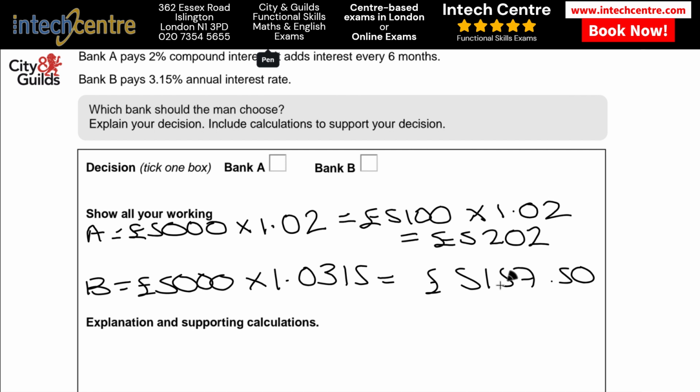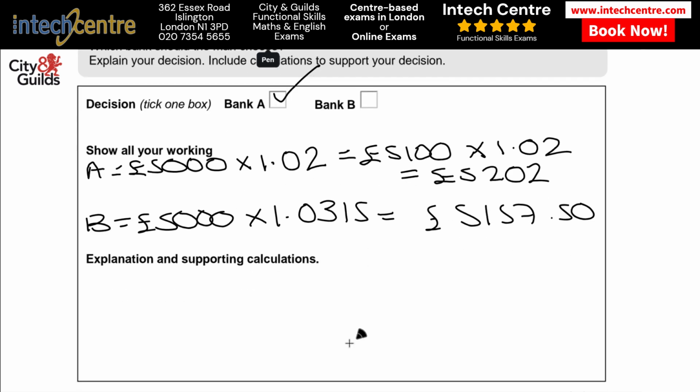Now, which bank should he choose? He should choose Bank A because at the end he has more money left over. So Bank A, and that would be the explanation that we write here. We can say that 5,202 is larger than £5,157.50, so he should choose Bank A.